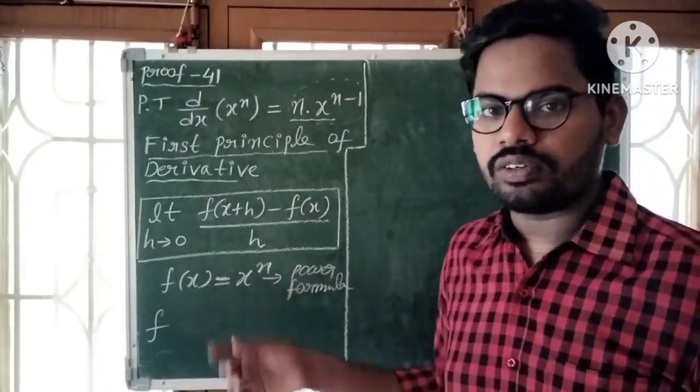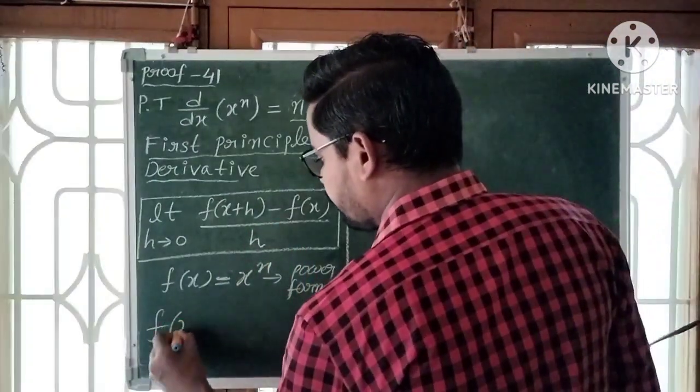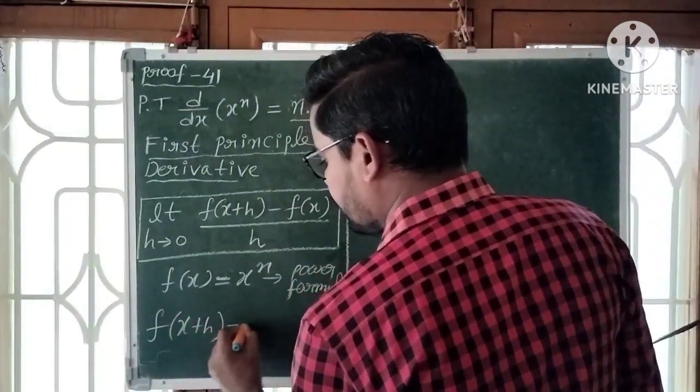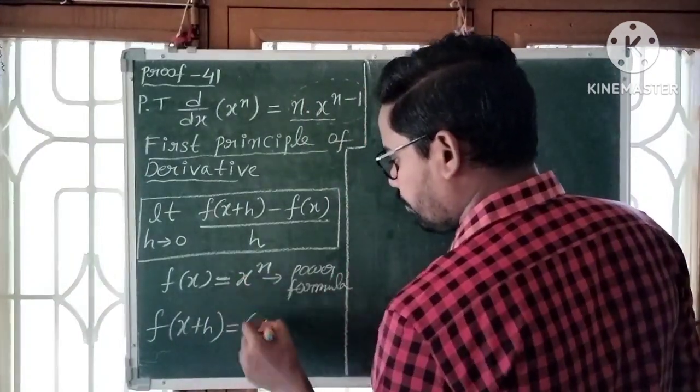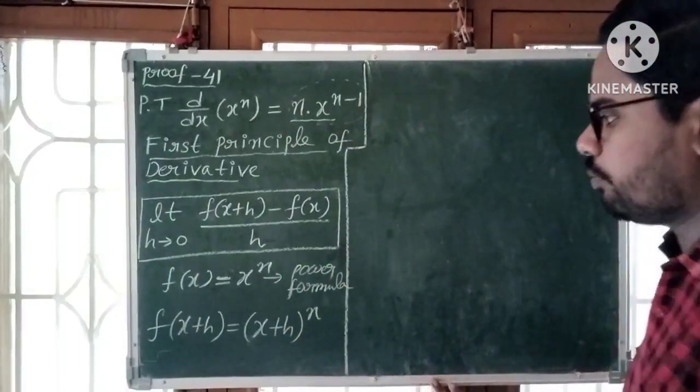So f of x is given, f of x plus h is required. So what do we do? Simply replace x by x plus h. So f of x plus h is equals to, replace x by x plus h, x plus h whole power n.